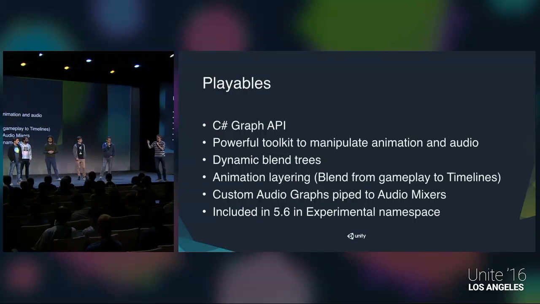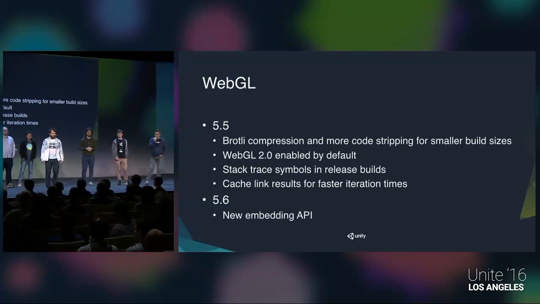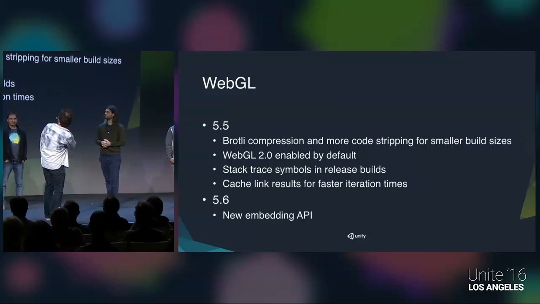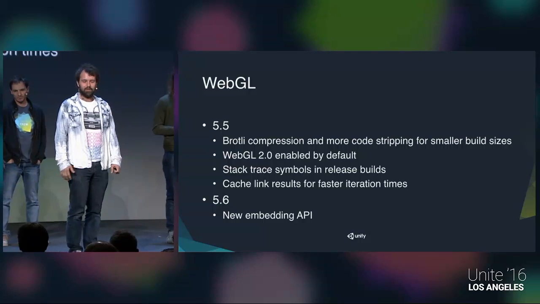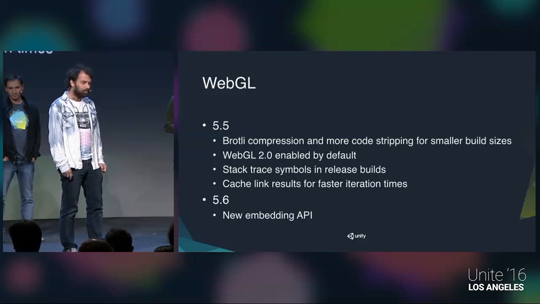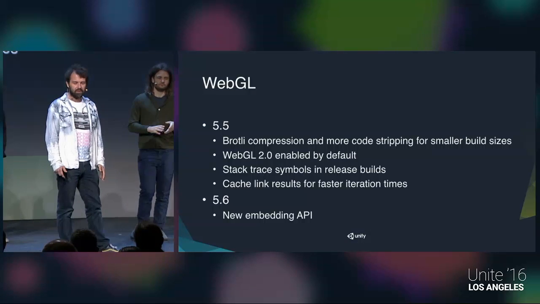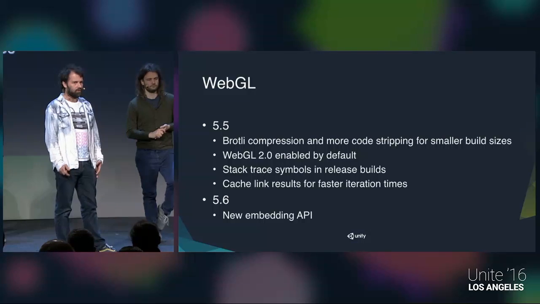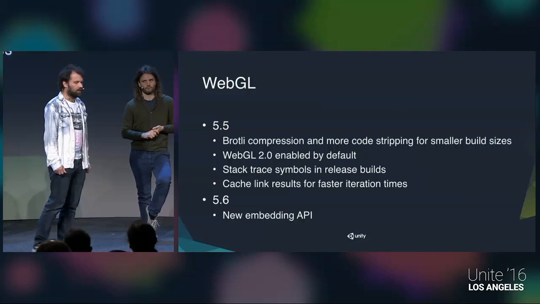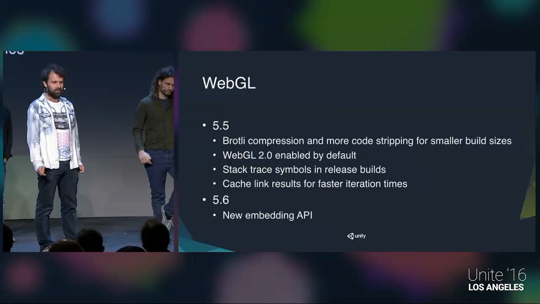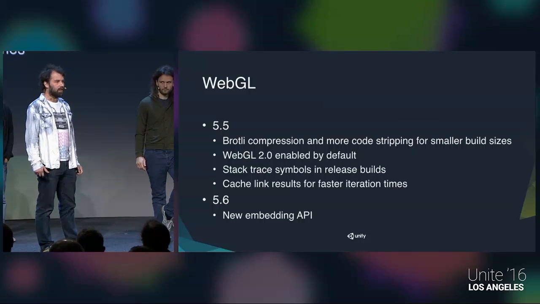Then we're moving to WebGL. So what are we doing on WebGL? Okay. So yeah, first about the immediate steps in 5.5. We have been working on getting the build size down. So we are allowing you to choose Brotli compression instead of gzip, as Brotli is now natively supported by several browsers. And for those who don't support it, we have a JavaScript fallback.